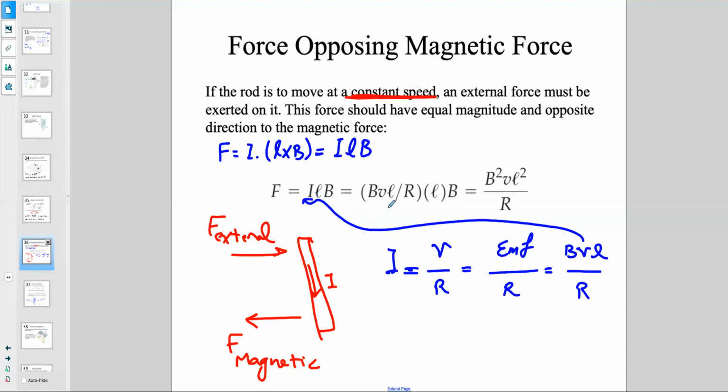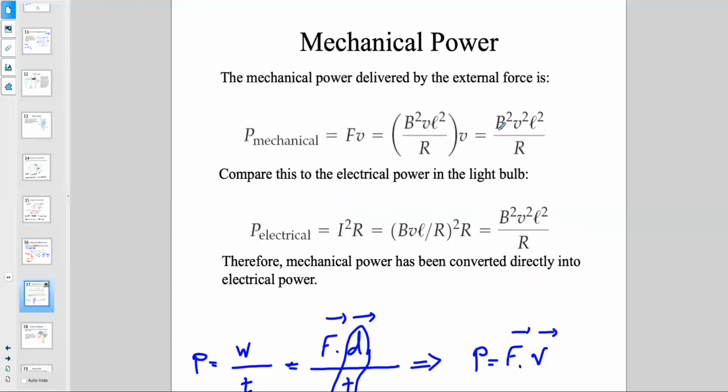Once I do that, I'll have something like this, which I can reduce and write like B squared V L squared over R. So B squared V L squared over R times V. So V and V will be B squared V squared L squared over R. Okay? So this is the mechanical power.